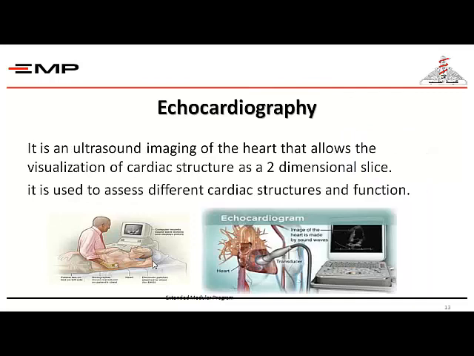Echocardiography is an ultrasound imaging of the heart that allows the visualization of cardiac structure as a 2-dimensional slice. It's used to assess different cardiac structures and function. As you see in the bottom images, this is the apparatus. On the left, the patient is lying flat. The probe is in the hand of the doctor or the examiner, and the images are on the screen. On the right, this is how the 3-dimensional heart structure is converted into a 2-dimensional structure.